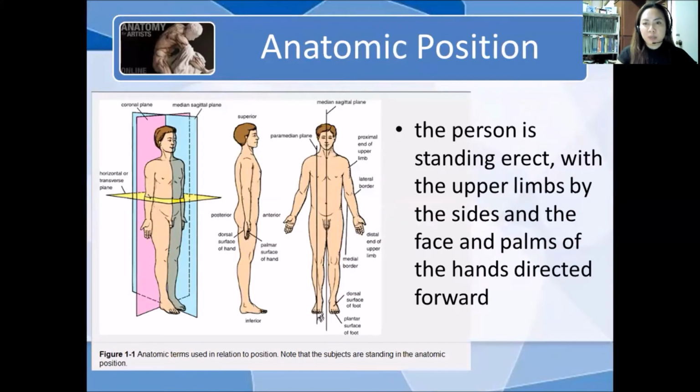So what is anatomic position? Here you can see that the person is standing erect with the upper limbs by the sides and the face and palms of the hands directed forward. So ganito ang hitsura pag sinabihin nating anatomic position. So we will always go back to this position as our reference. So it is important for medical personnel to have a sound knowledge and understanding of the basic anatomic terms.